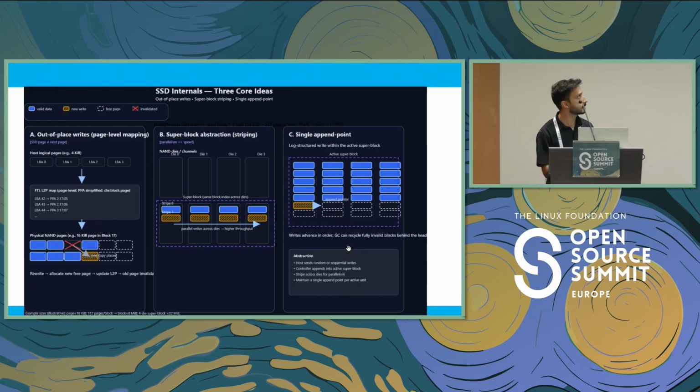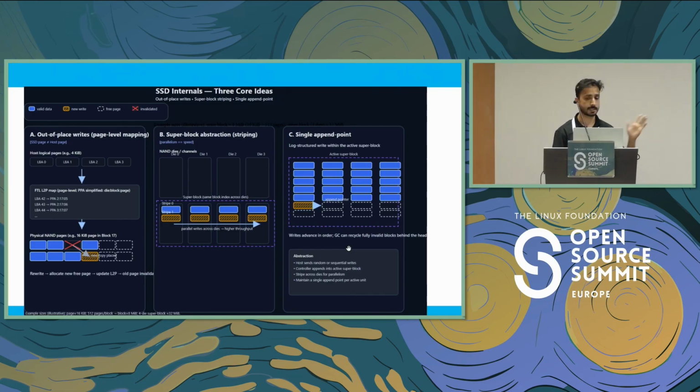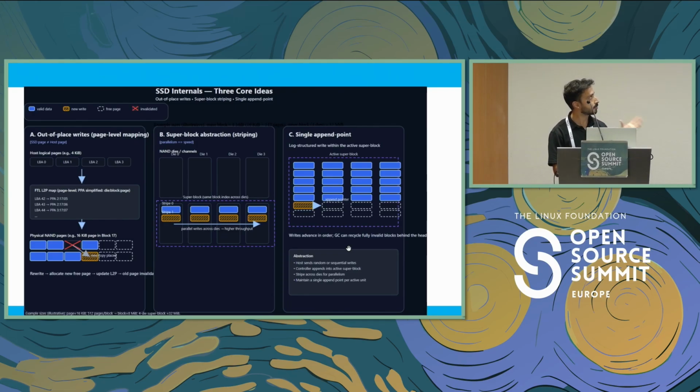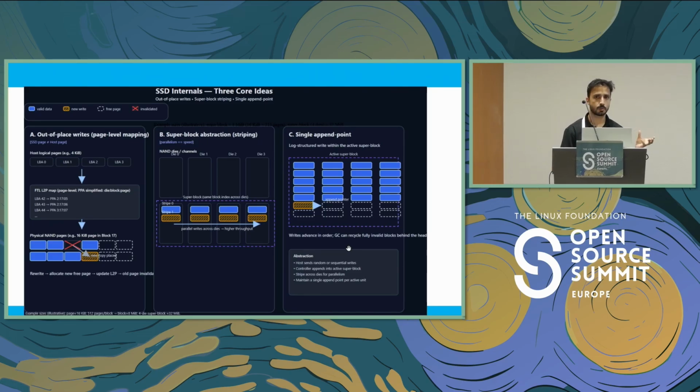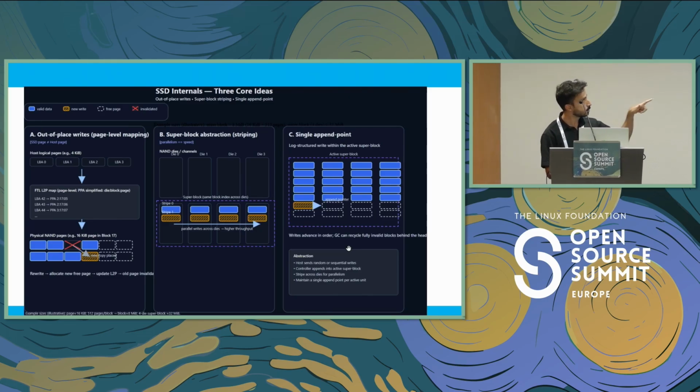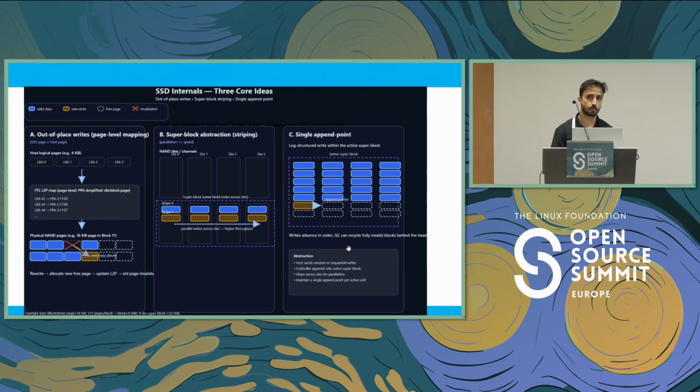The second point, which I mentioned in the previous slide, is that the SSD has an abstraction called a superblock. It is going to combine multiple blocks so that it can write things in parallel. In this case, a block has been created across multiple NAND dies, similar to RAID, primarily because we want high throughput automatically.